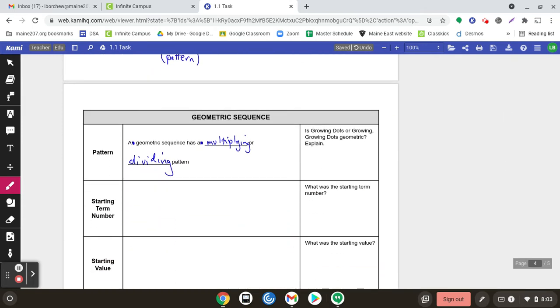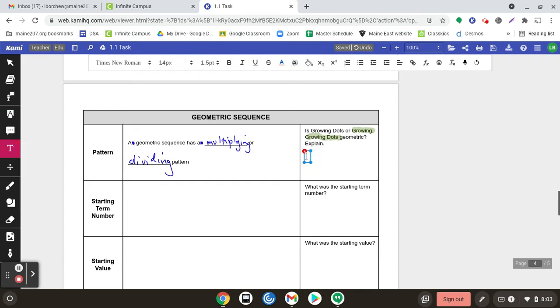So going back to page 4, I will say that this is in fact growing dots. That's geometric. And my explanation will be the pattern is multiplying by 2 each time.